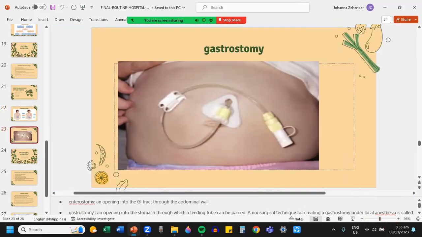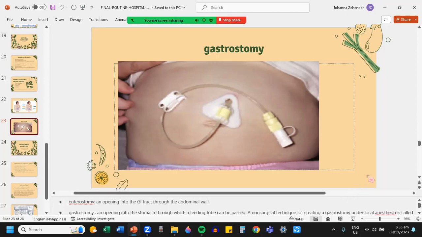Okay, so here's this one picture. We only have one picture for gastrostomy. So the feeding tube is placed directly on the stomach of the patient. This is an opening into the stomach through which a feeding tube can be passed. This is created using local anesthesia. The other one, enterostomy, is an opening into the GI tract through the abdominal wall. Okay?